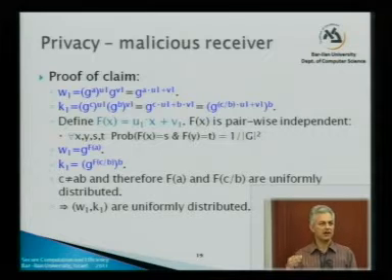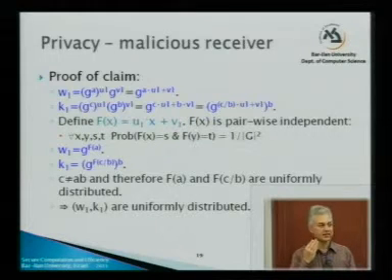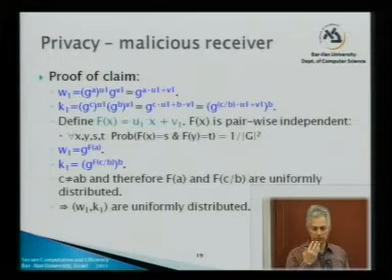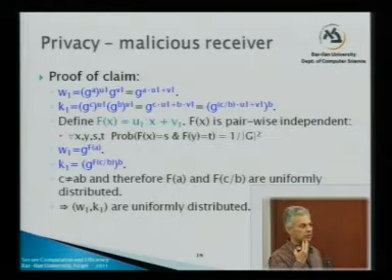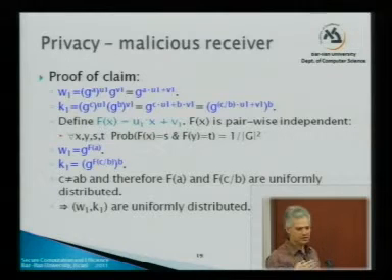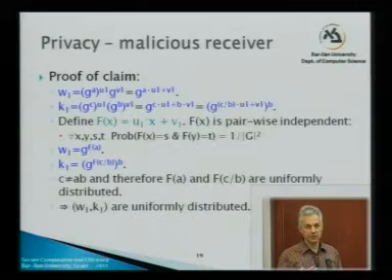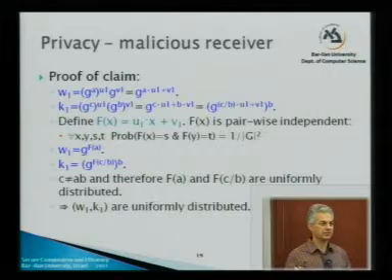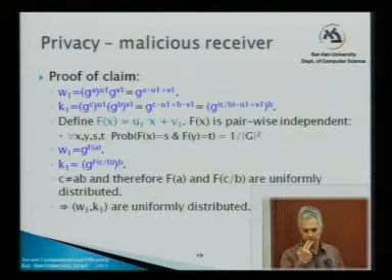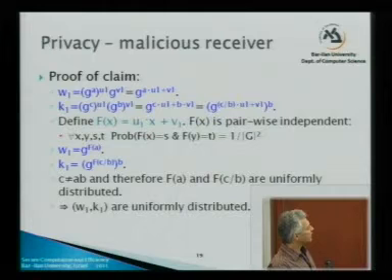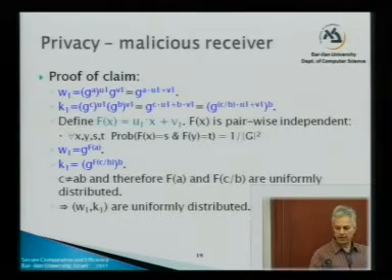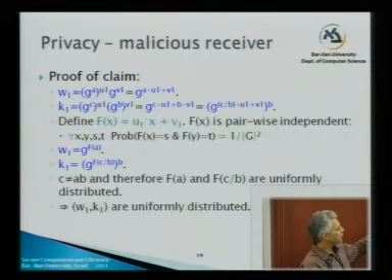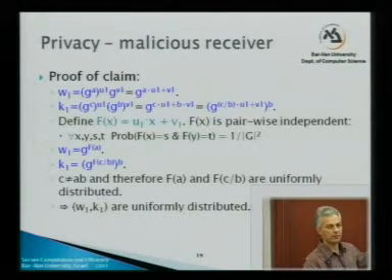So let's define a function f of x, which is u1 times x plus v1. Just notation, right? So since we choose u1 and v1 at random, this is a random linear function which is pairwise independent, meaning that for every two inputs, the two outputs are uniformly distributed. Okay? So what are W1 and K1? W1 is g to the power of f(a), and K1 is g to the power of f(c/b) to some other power.